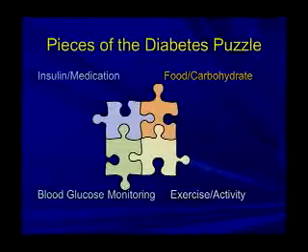So it's pretty clear that if we can control diabetes blood sugars, we can prevent complications. But it's going to take a lot of pieces of the puzzle fitting together. It's not just one thing. We need to look at medication, food, exercise, and blood glucose results.